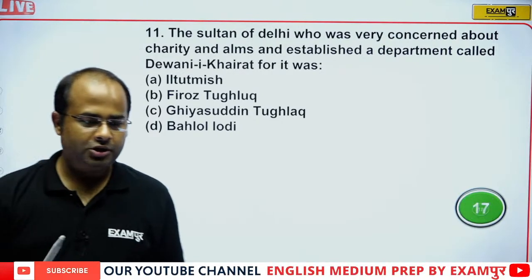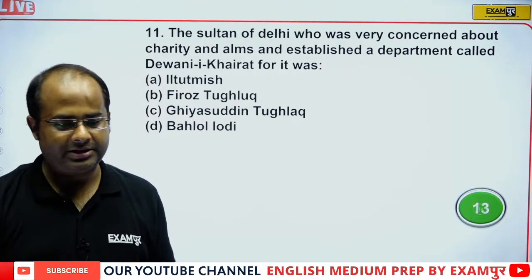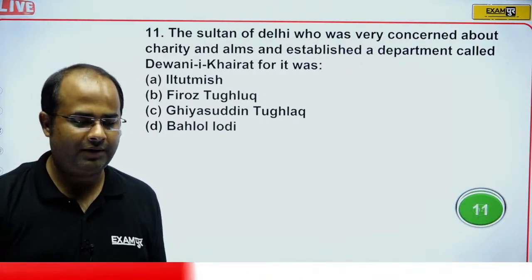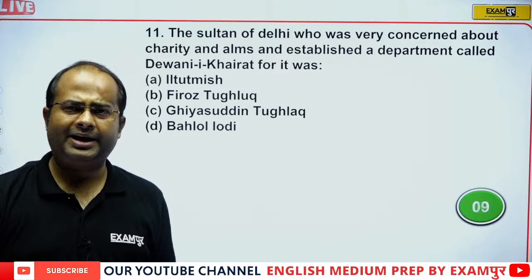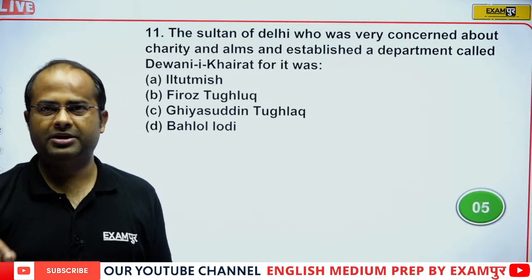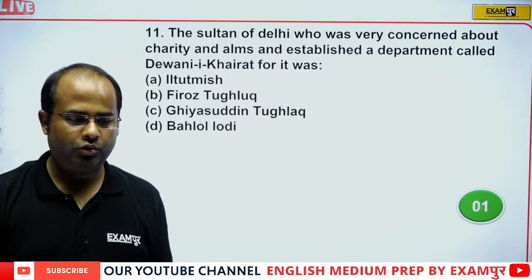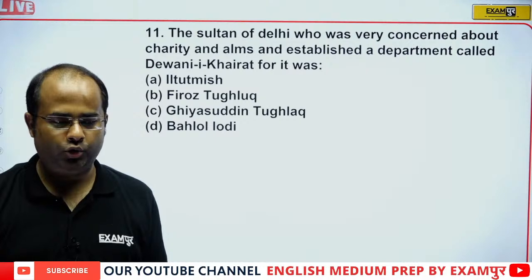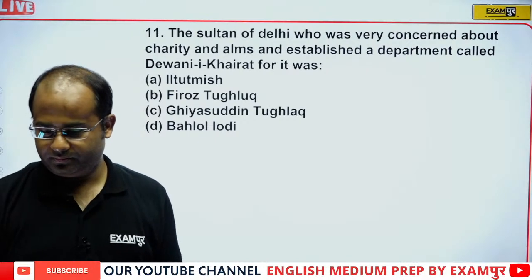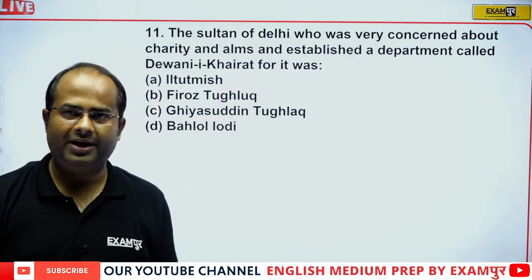The next question: the Sultan of Delhi, who was very concerned about charity and alms, established the department called Diwan-e-Khairat. Khairat means charity. So who established the Diwan-e-Khairat department? Is it Iltutmish, Firoz Shah Tughlaq, Ghayasuddin Tughlaq, or Behlol Lodi?